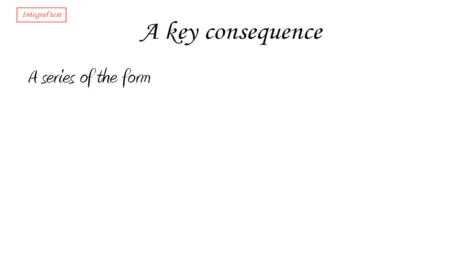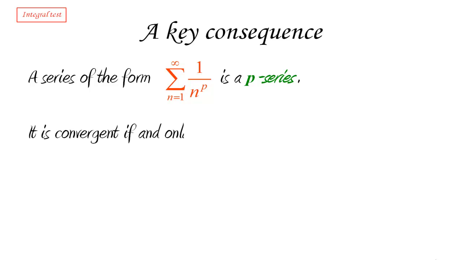If we're going to look at series of the form sum from 1 to infinity of 1 over n to the power p, p is going to be some fixed number. A series that can be written like this is called a p-series, and it's just tradition. There's nothing special about the number p, except for one little thing that I'm going to show you in a second. But traditionally, they're called p-series. Well, it turns out that a p-series is convergent if and only if p is greater than 1.